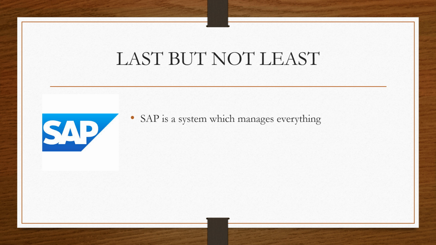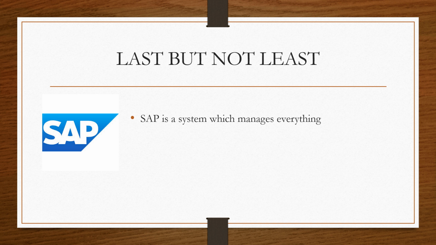Last but not least, what is SAP? SAP is itself a system which manages everything from 0 to 100. It gives information about everything in the domain sense. There are multiple domains. There is the finance domain, the material management domain, the salary domain, the HR domain. In every domain SAP has mastered. It means SAP creates systems for multiple domains. For example, material management is itself a domain.